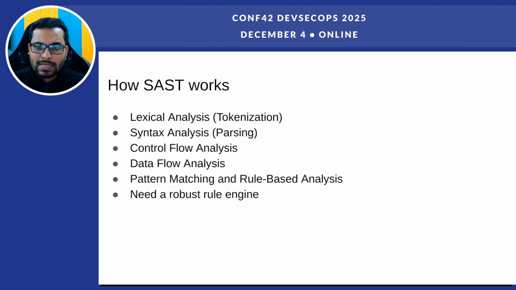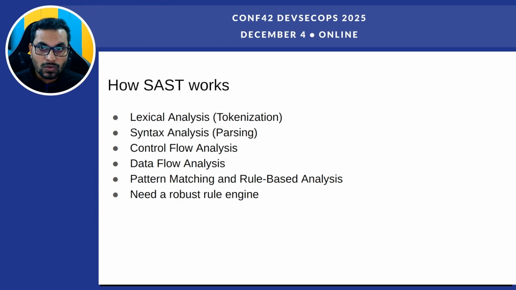So, how does SAST work? The source code is broken down into tokens: keywords, identifiers, operators, and so on in the program. Then these tokens are analyzed according to the grammar rules of the language to create a hierarchical structure of the code. Typically, this is an abstract syntax tree. And this step determines how the program executes.